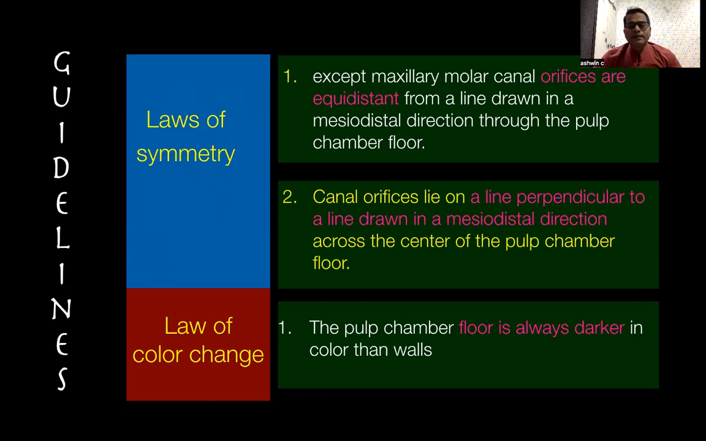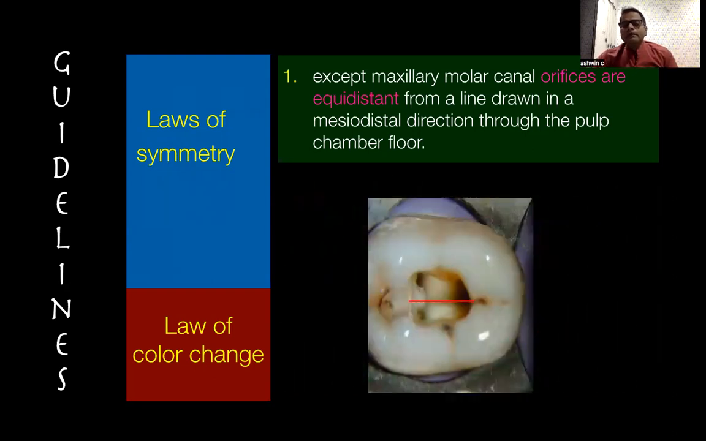Except the maxillary molars, canal orifices are equidistant from a line drawn in a mesiodistal dimension through the pulp chamber floor, like this. Now see, we have opened the access. You got the mesobuccal canal, you got the distal canal. Now whatever another canal you want to find out, draw a line at the floor, not on the top. Don't take a scale and draw a line, just an imaginary line.